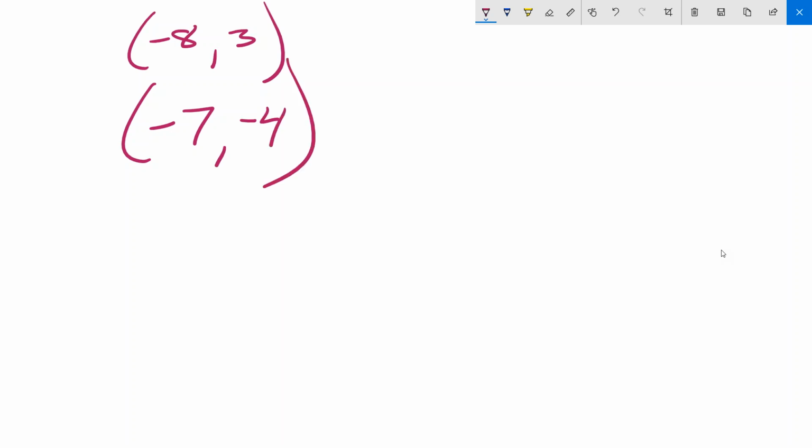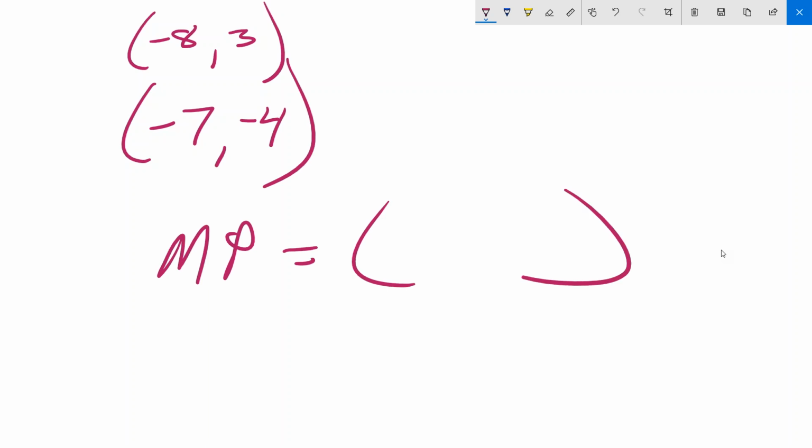Next one is just another midpoint one. The first point is (-8, 3) and the other one is (-7, -4). All right, let's not even draw this. Let's just use the midpoint formula. Take the x-coordinates, add them together, divide by 2.